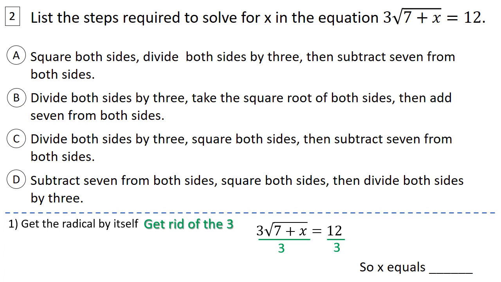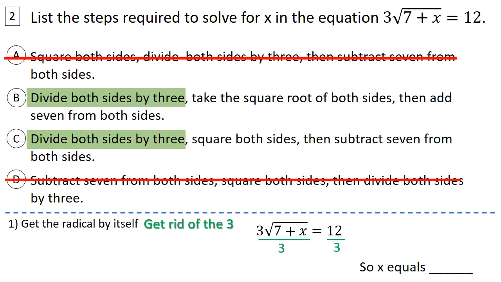Now, if you look at the multiple choice answers, you'll notice 2 of them start by dividing both sides by 3. The other 2 start doing something wrong, so A and D are both out. So we've got a good start. We've got it down to 50-50 on the multiple choice part. But we're not done yet, so let's keep going.